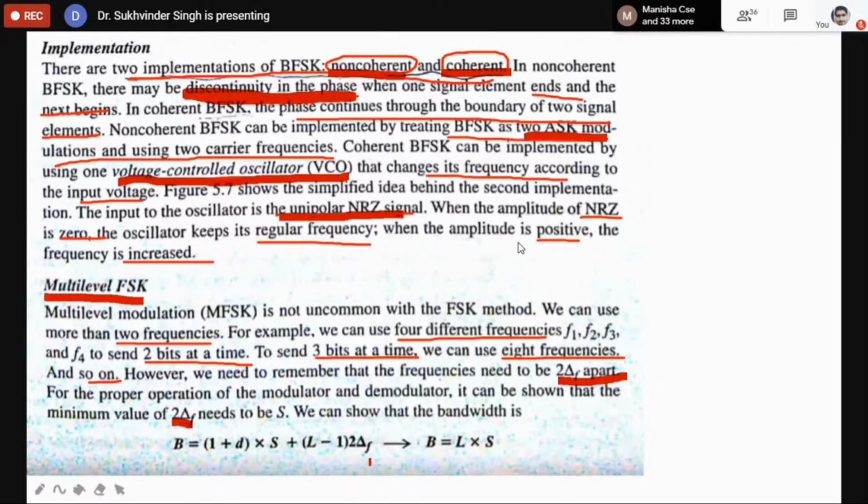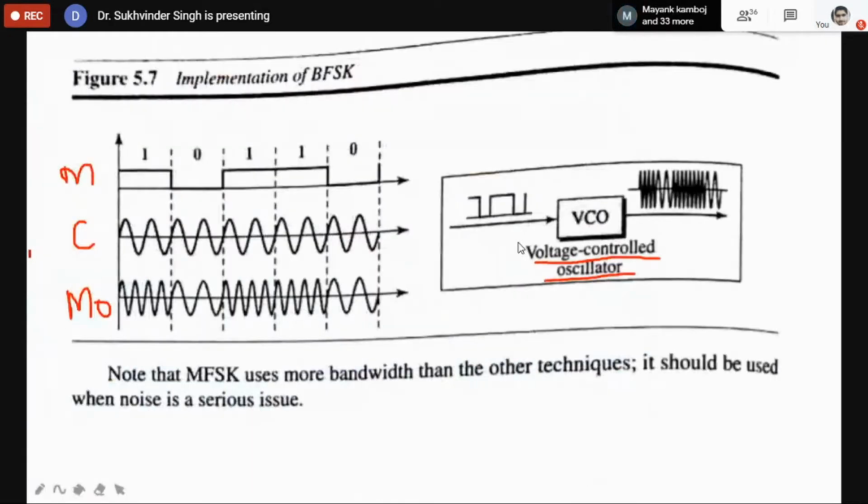Now let us talk about the implementation of binary FSK. So in binary FSK, can you see the cursor moving on the screen?